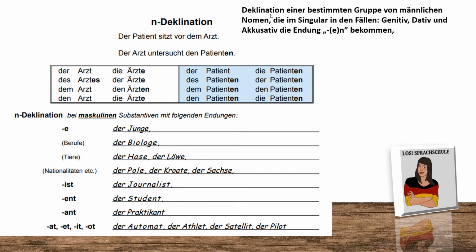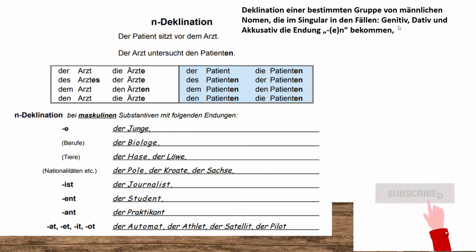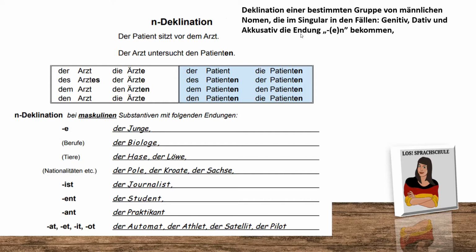N-declination is the declination of a certain group of male nouns which, in singular in the cases genitive, dative, and accusative, are special because they get an ending which can be -en or -n. This is the N-declination in short. Let's check out the example.